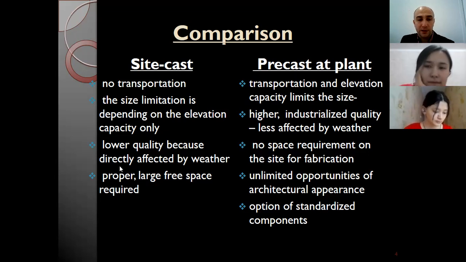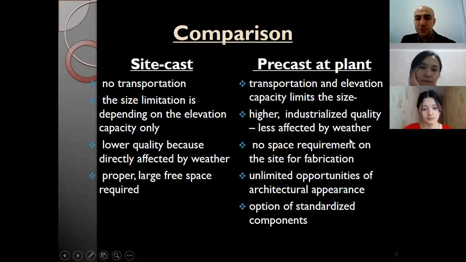Next, low quality. So we told about it, directly affected by weather. No space requirement on the site for fabrication, unlimited opportunities of architectural appearance. Interesting point, unlimited opportunities of architectural appearance. Because out of the construction site, there can be created various shapes, various architectural solutions, and so on.